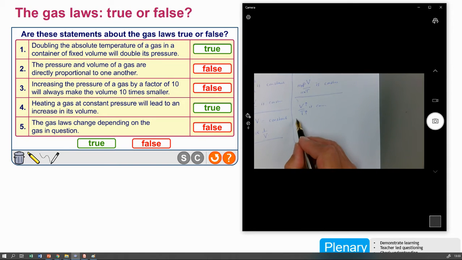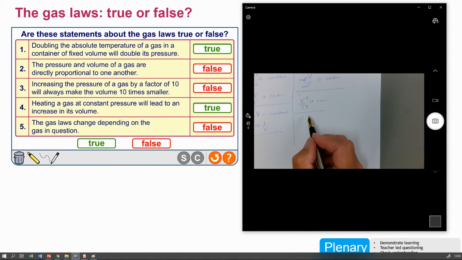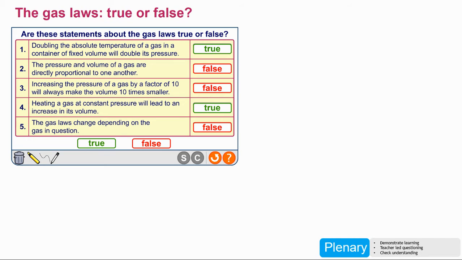Okay, and the fifth one. The gas laws change depending on the type of gas in question. No, that's false, because we're thinking about gases in an ideal way here, and these are very simple models of gases, and we can apply it to most gases. So that's the true or false. Okay, let's move on then. So think about those. They are tricky.